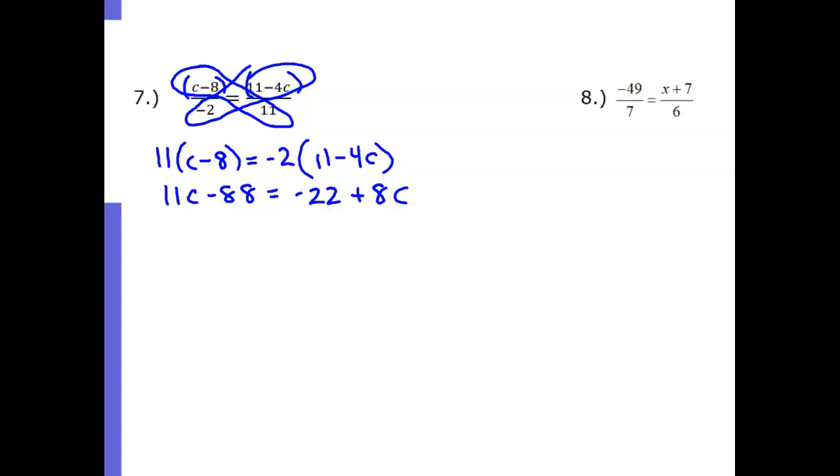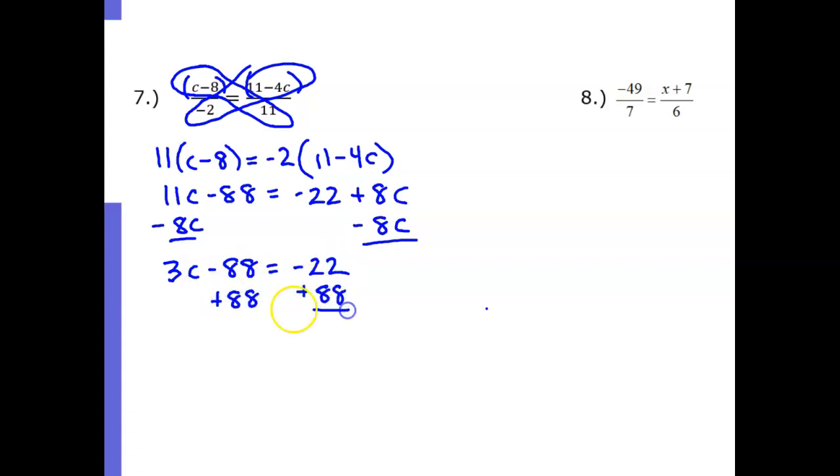Okay, and then you're going to move the variable. So I'm going to subtract my 8c from both sides. I've got 3c minus 88 is equal to negative 22. And then I'm going to add my 88 to both sides. 3c is going to be equal to 66. And then I divide by 3. My c is 22.